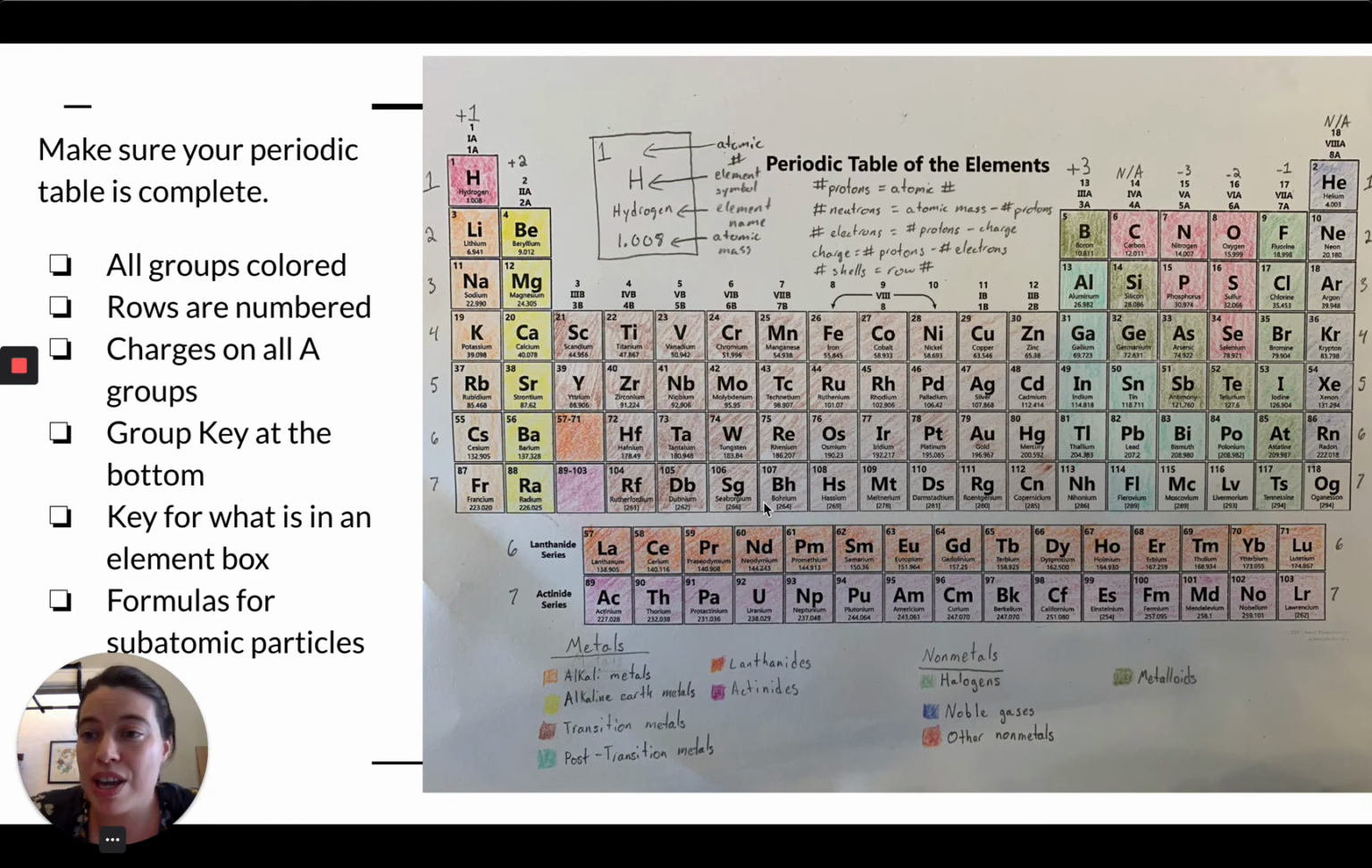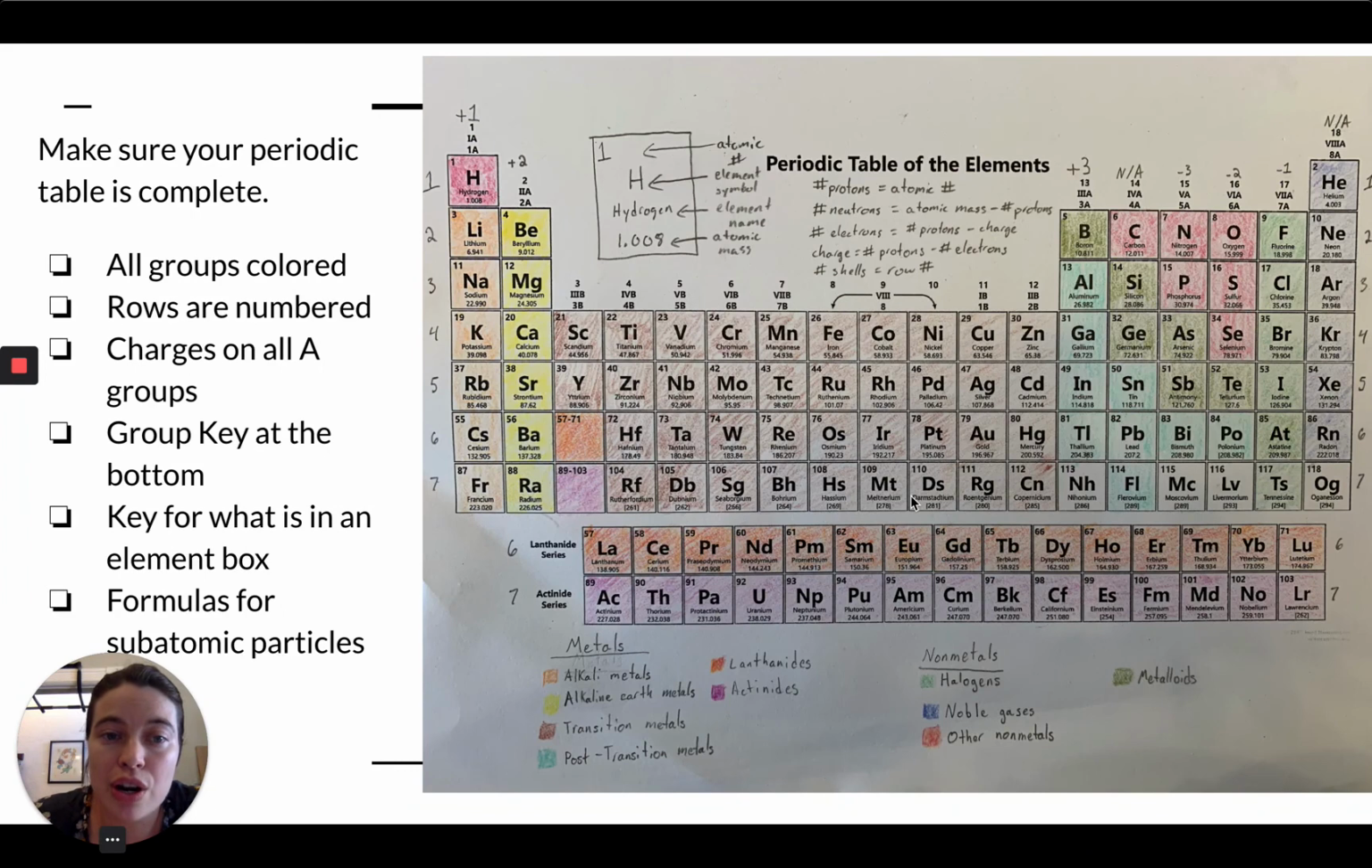So at this point, your periodic table should be complete. I want you to take a moment and make sure you have all of the following features. Every single group should be colored. You should have the alkali metals, the alkaline earth metals, the transition metals, the lanthanides, the actinides. You should have your post-transition metals, your metalloids, your other nonmetals, your halogens, and your noble gases all colored in.